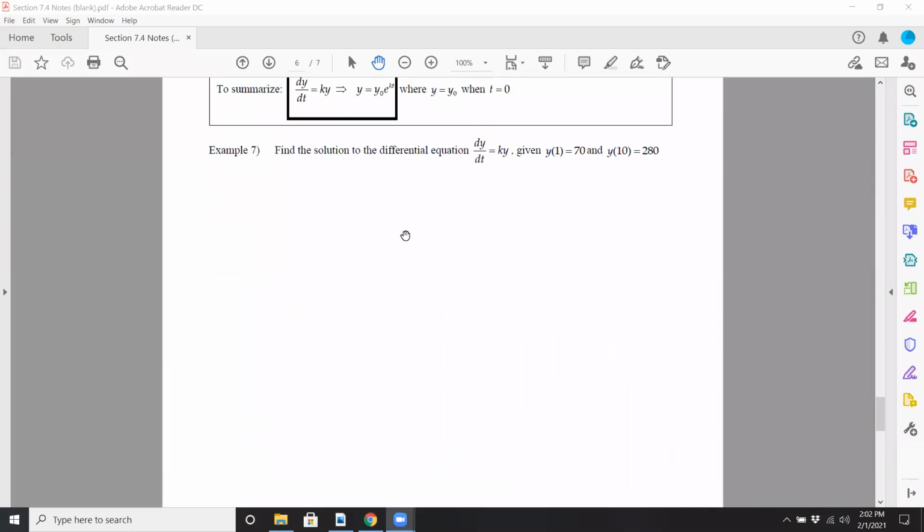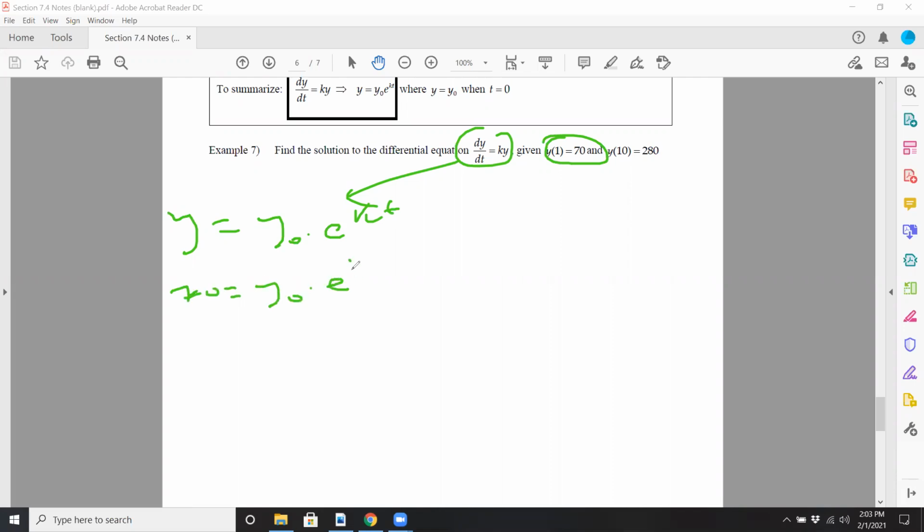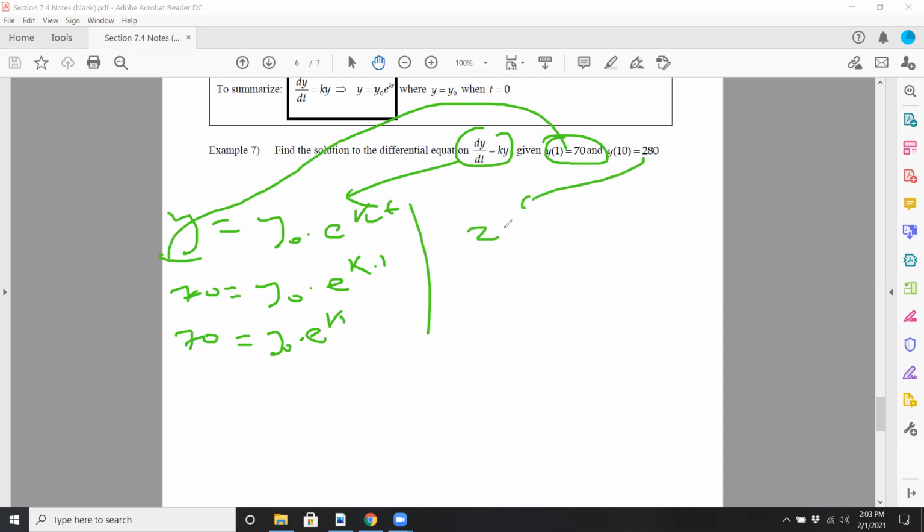So for example 7, find the solution to this differential equation with these conditions here. Well, I already know now that the answer is y equals y sub 0 times e to the kt. But let's put in these initial conditions here. So 70 equals y sub 0 times e to the k times 1. So y sub 0 times e to the k is 70. Also, let's plug in this condition. 280 equals y sub 0 times e to the 10k power.